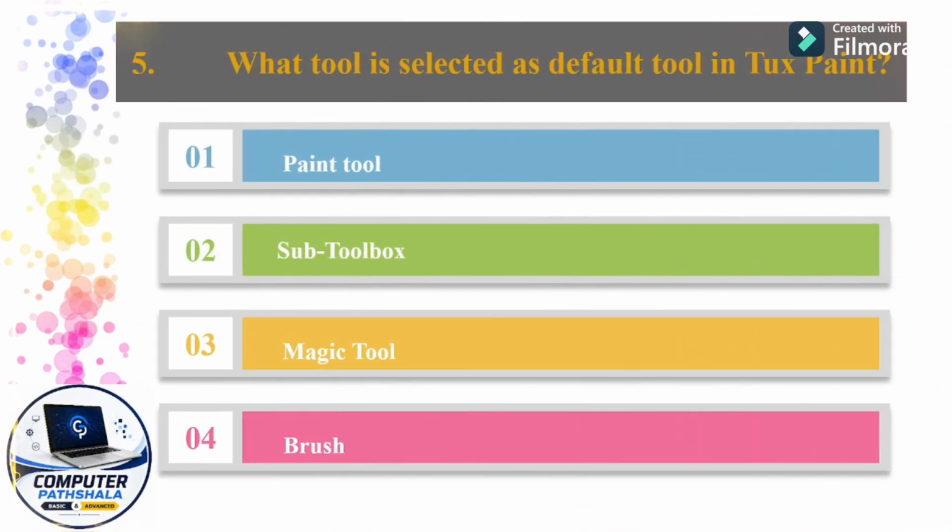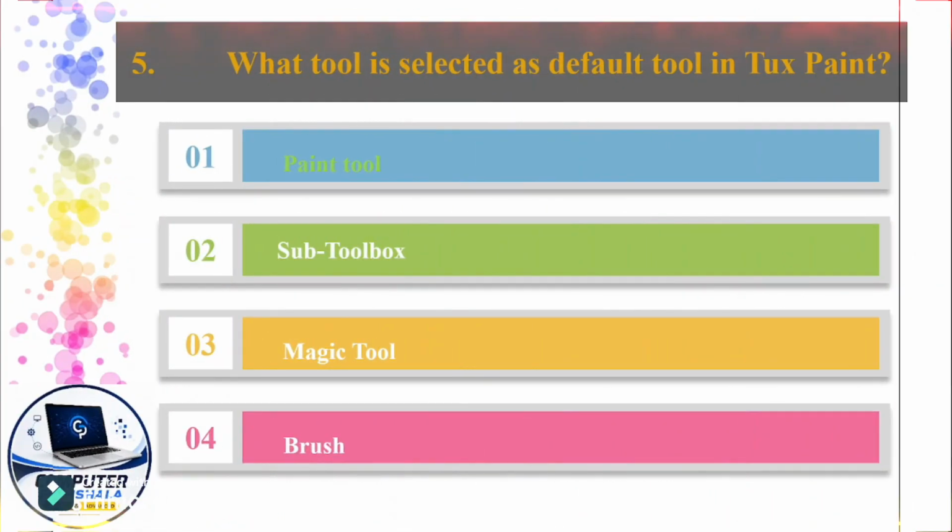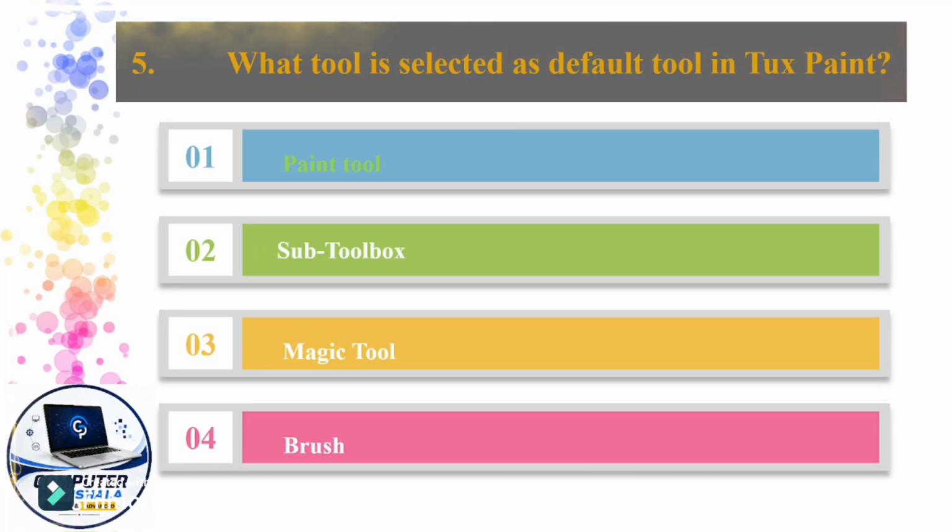Now let's answer question 5. Which tool is selected automatically when TuxPaint starts? Your timer starts now. Think and choose the correct answer. The correct answer is option 1, Paint tool. The Paint tool is selected by default when the TuxPaint opens.